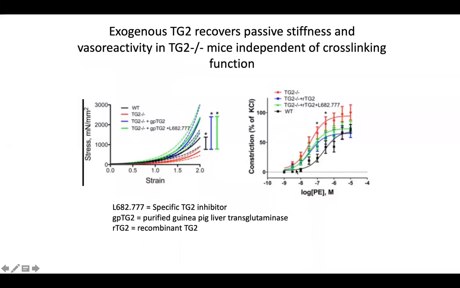Not only that, we found that the contraction response to phenylephrine was actually different in the TG2 knockout mice compared to the wild type mice. And provision of exogenous tissue transglutaminase also pushed this back towards the wild type.